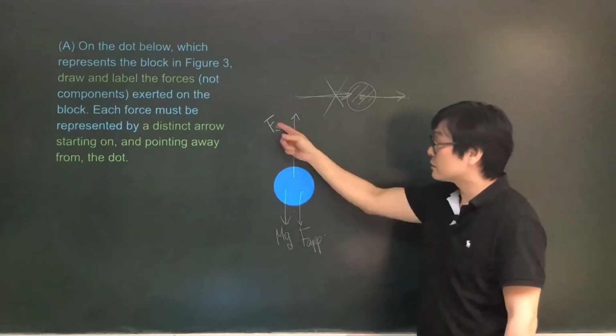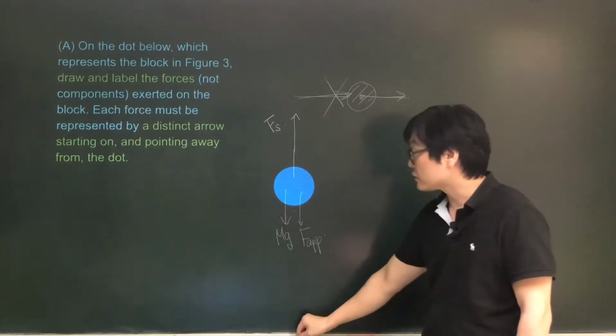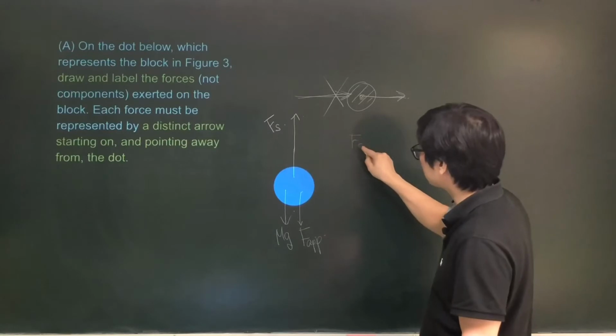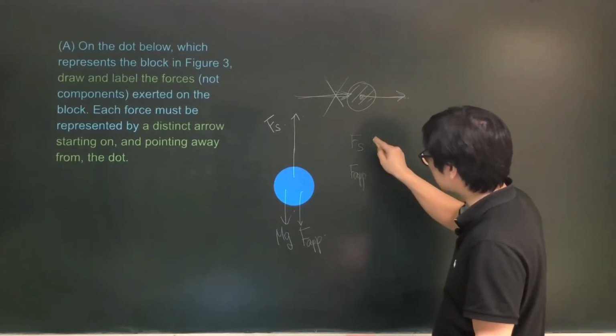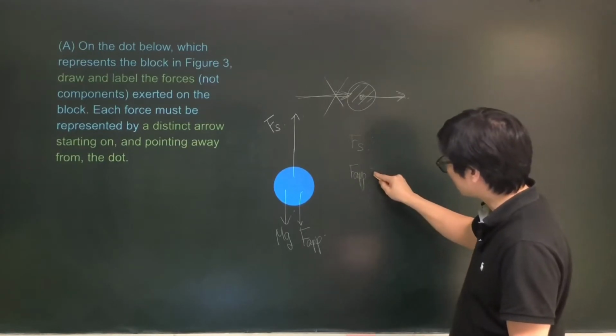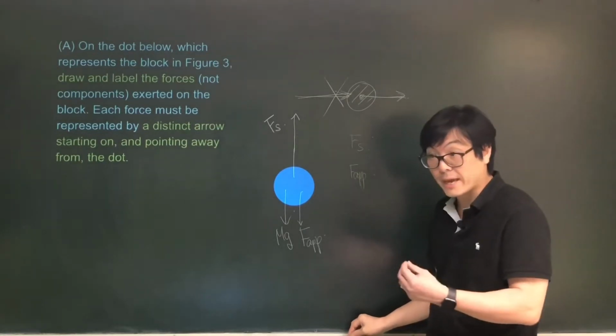Okay, index is up to you. You had better explain what Fs and F applied are, if you have enough time for that. F is a spring force on it, and this applied force is just a pulling force by hand.